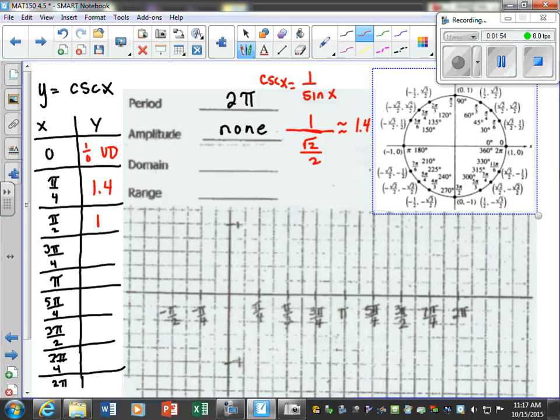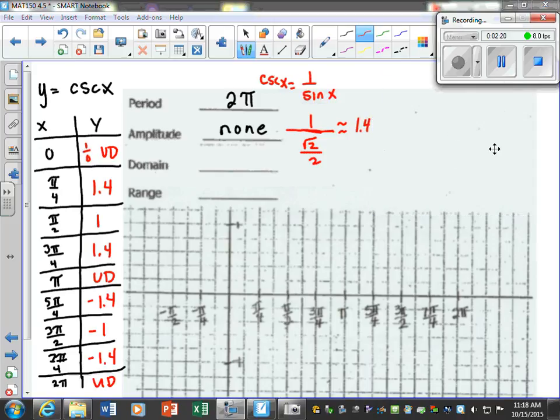Let's check at 3 pi over 4. We're over here, so cosecant of that is going to be 1 over the y value, so we would have 1.4 again. Pi is 1 over 0, which is undefined, and pause it. We're going to finish the rest of these out going around the unit circle. Remember, all these calculations are being determined by 1 over the sine of x. So check those answers.